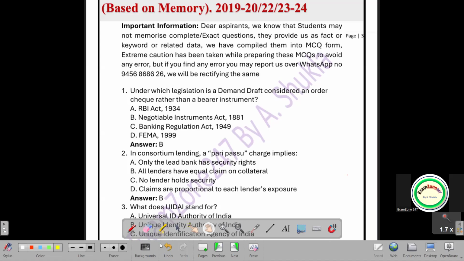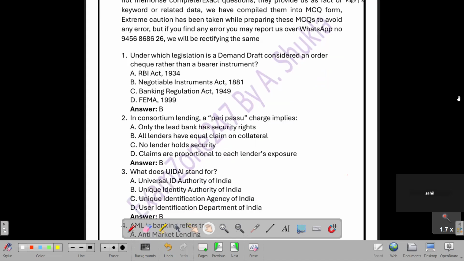Okay, see, we will have a brief look at the negotiable instrument. In which section is it defined? In which section of NI Act is the demand draft? Sir, section 85A. What is the section?